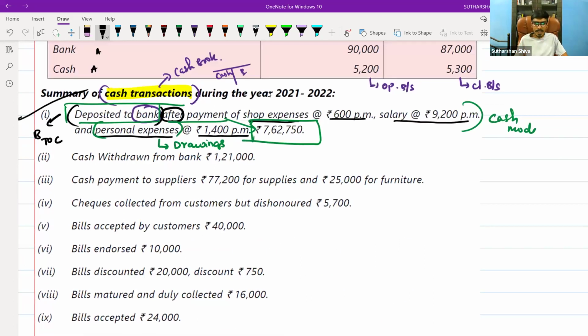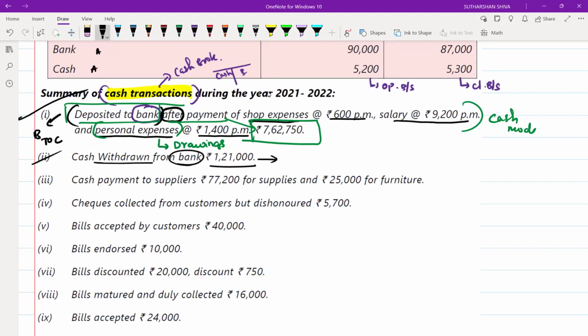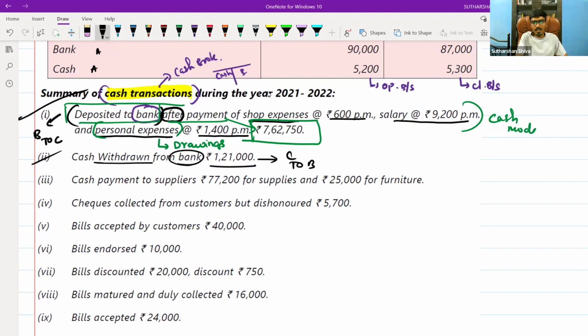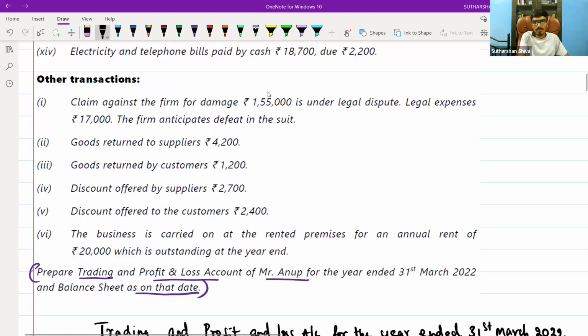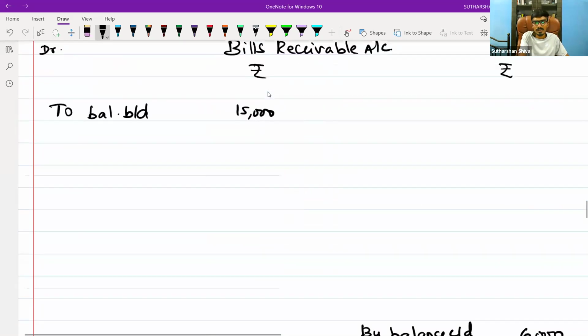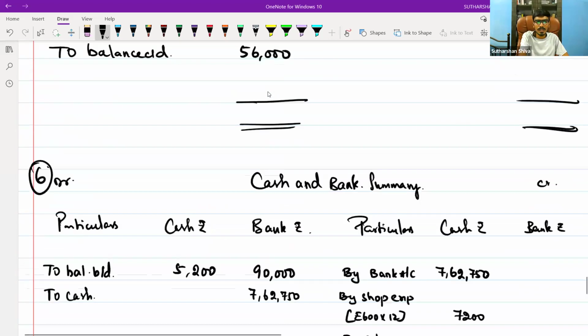Now we will go for the second adjustment. What is the second adjustment? Cash withdrawn from the bank. What is the journal entry for cash withdrawn from the bank? Cash to bank account. Cash to bank. Same contra entry. Go to the ledger account and post the contra.